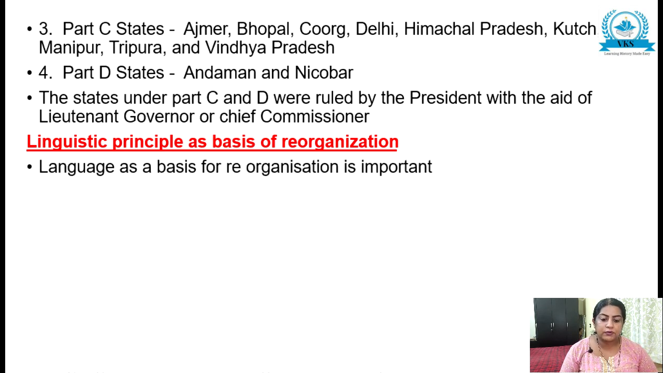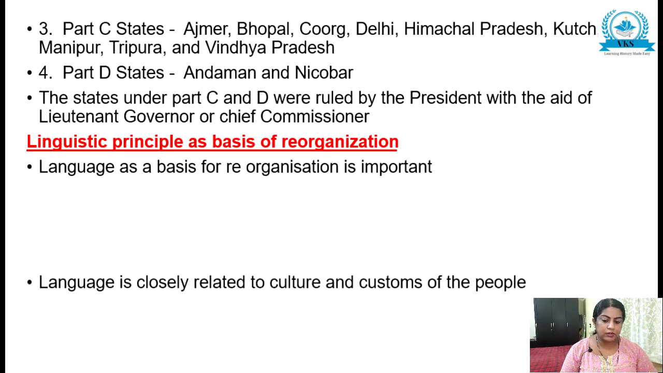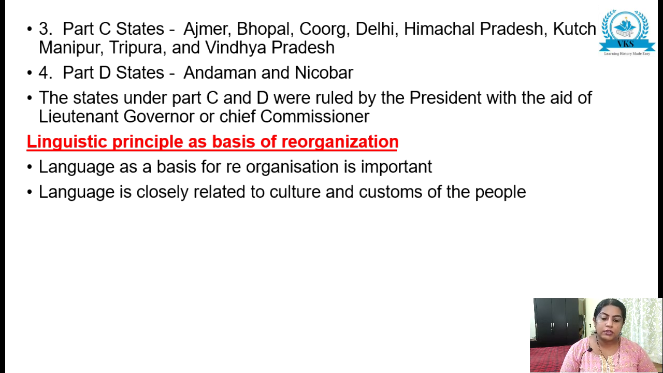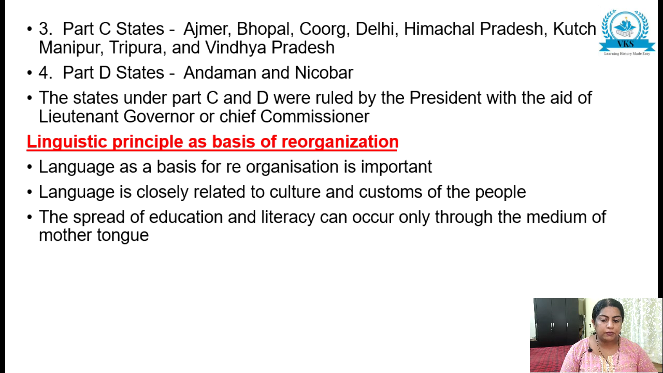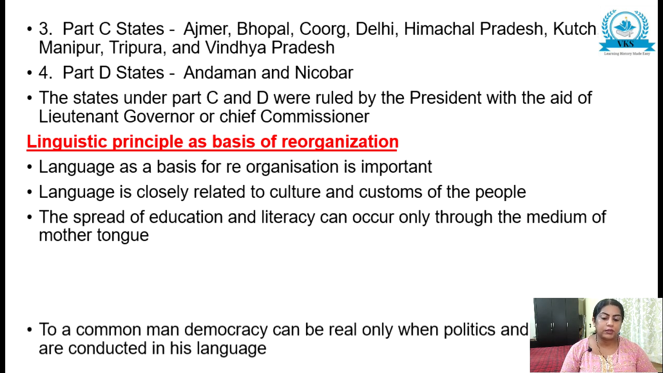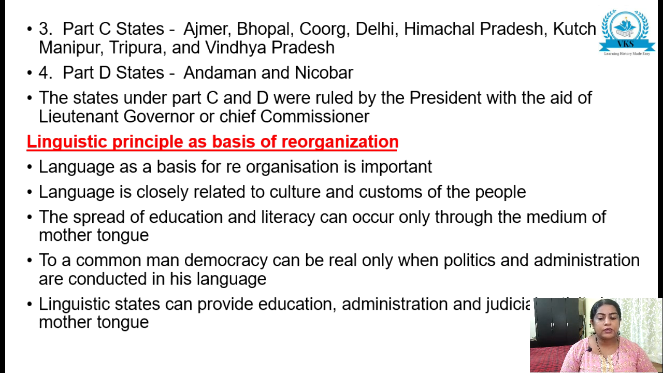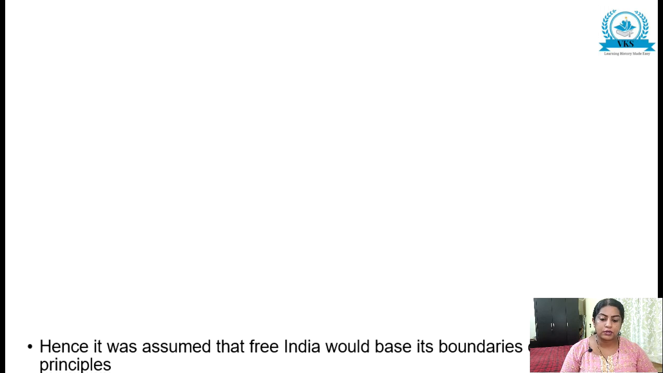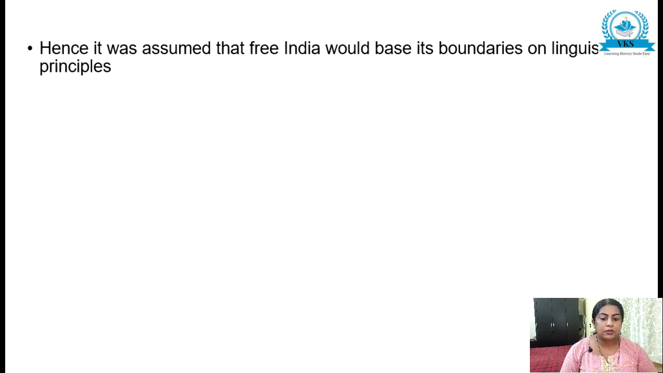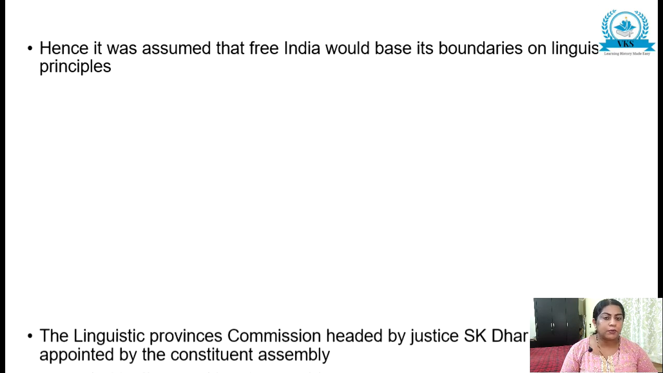Language as a basis for reorganization is important. Language is closely related to culture and customs of the people. The spread of education and literacy can occur only through the medium of mother tongue. To a common man, democracy can be real only when politics and administration are conducted in his own language. Linguistic states can provide education, administration and judicial activity in mother tongue. Hence, it was assumed that free India would base its boundaries on linguistic principles.